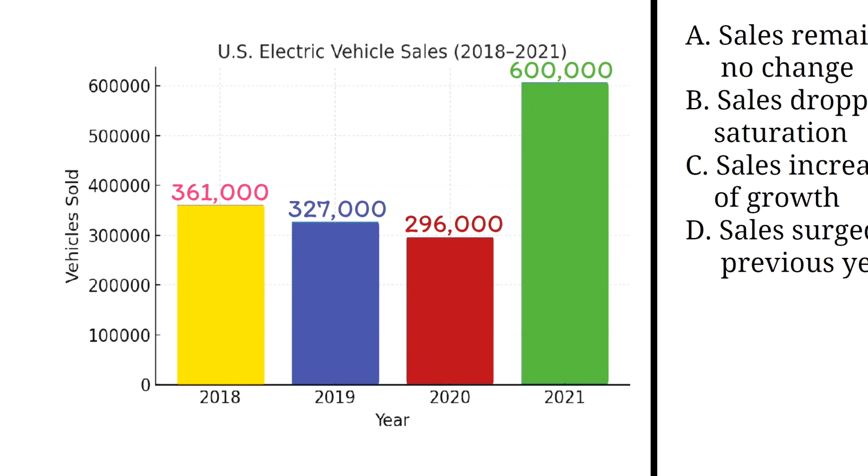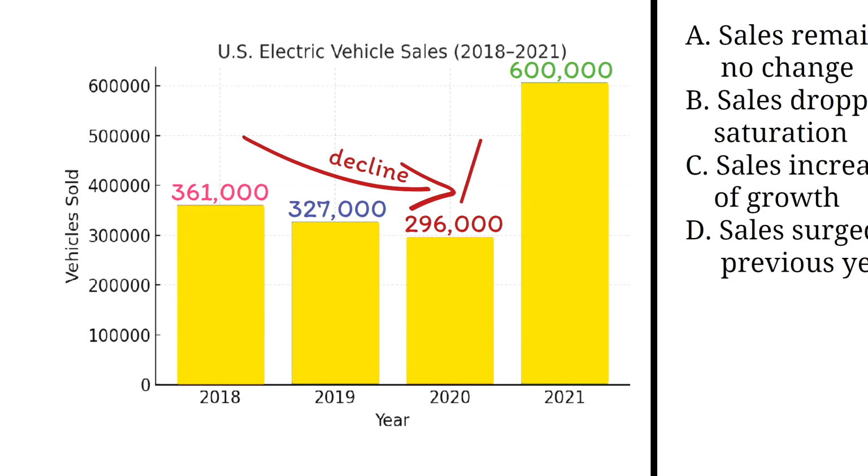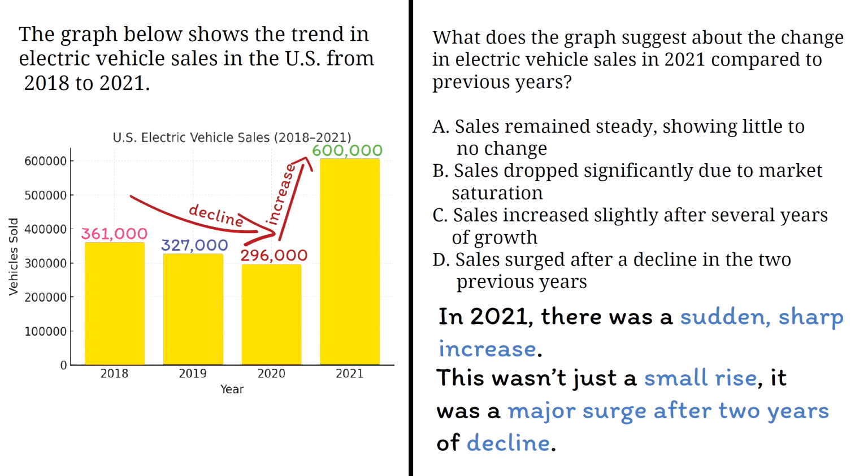From 2018 to 2020, electric vehicle sales went down each year. This shows a steady decline in sales over that period. But in 2021, there was a sudden, sharp increase. Sales more than doubled, jumping from 296,000 in 2020 to over 600,000 in 2021. This wasn't just a small rise. It was a major surge after 2 years of decline.